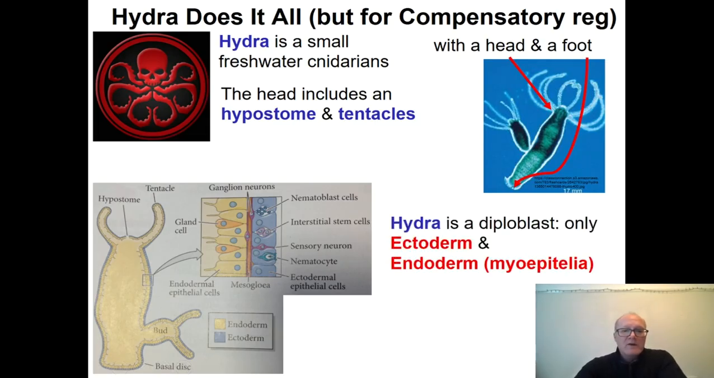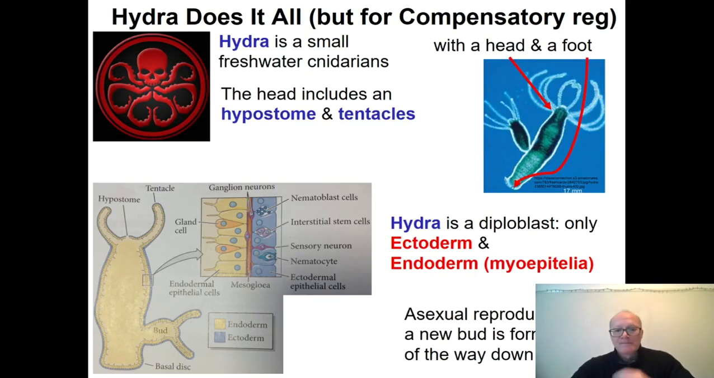In the Hydra, we recognize only two layers of cells. So the Hydra is a diploblast, so two layers of cells, an external ectoderm and an internal endoderm. And this structure is called a myoepithelia, because it has an external epithelium and also cells that function as muscles. It reproduces by asexual reproduction and it produces a new Hydra, a new bud, more or less 2/3 down from the hypostome.